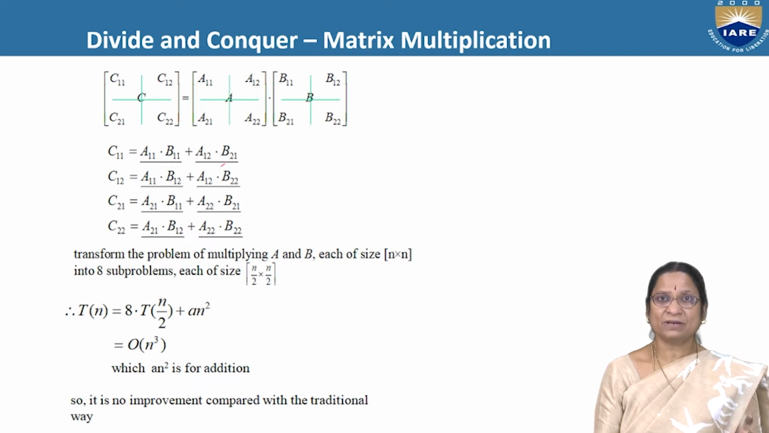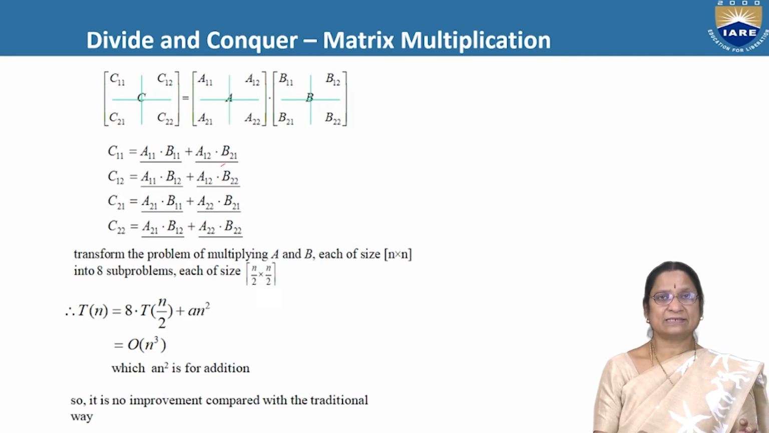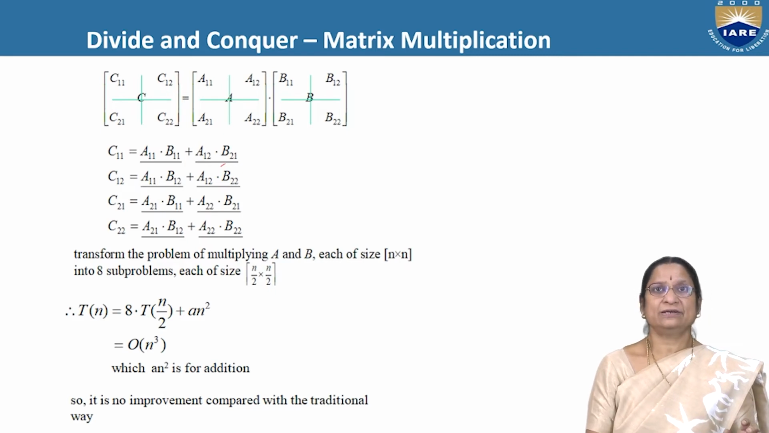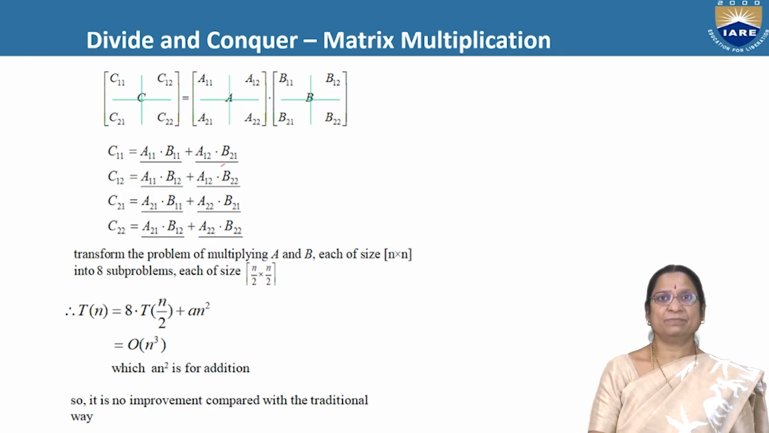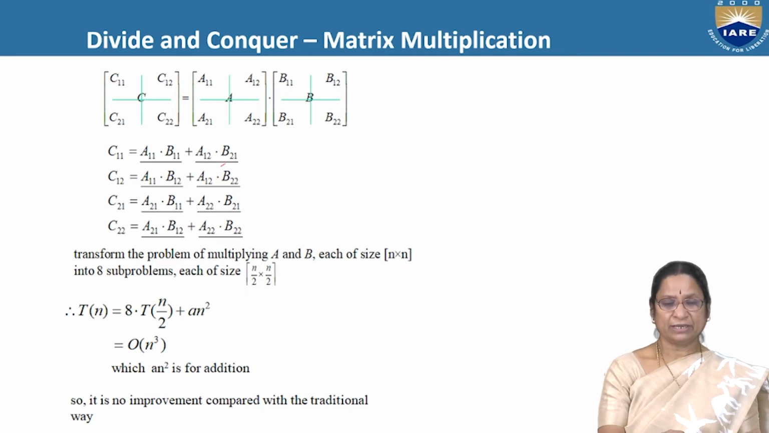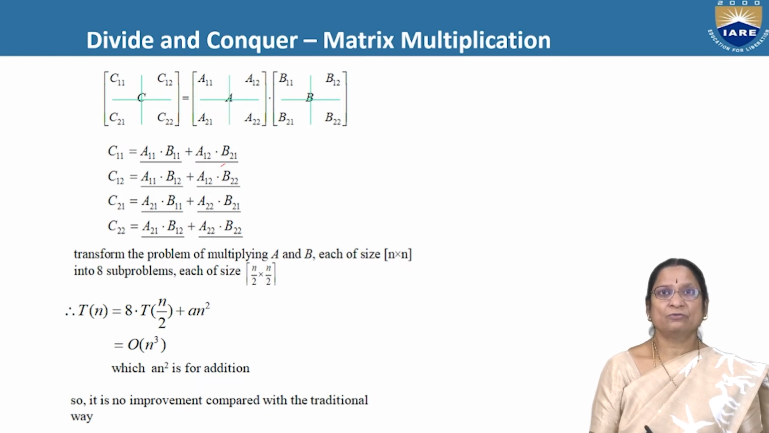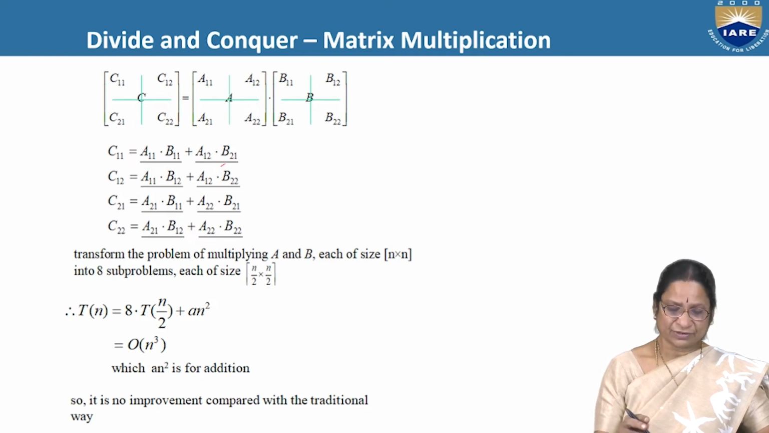What is the time complexity of matrix addition? 2 nested for loops will be there: for i, the row, as the outer loop, and for j, the column, as the inner loop, so that within the inner loop we add the respective elements of A and B and store them in some other matrix. So the time complexity of matrix addition is n square. 4 additions are there, so we get 4 into order of n square, which means it is order of n square only.